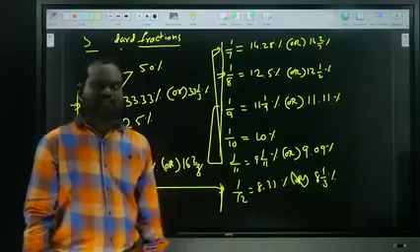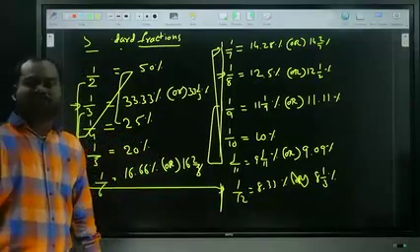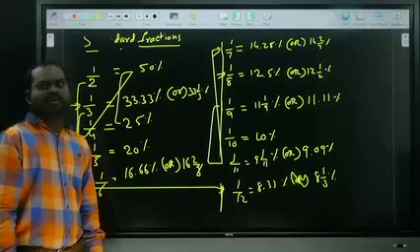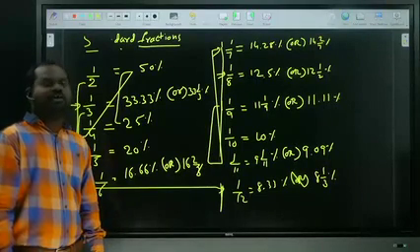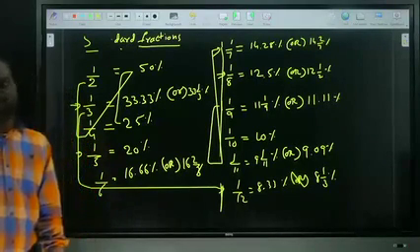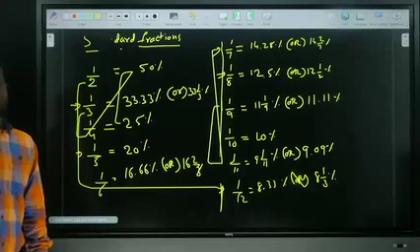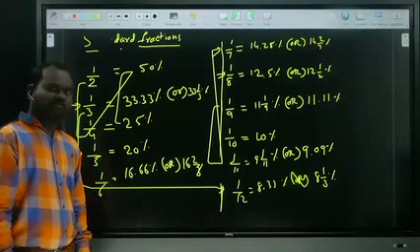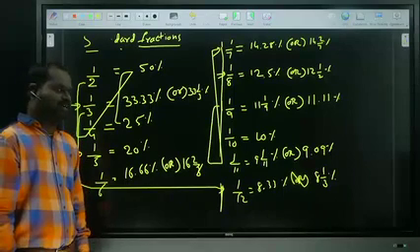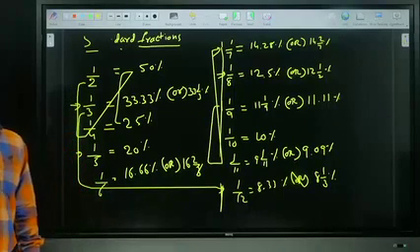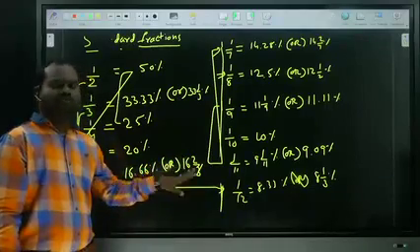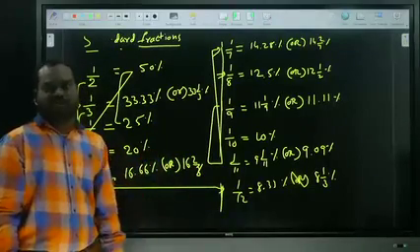Now, let us recollect. 1 by 2, how much percent? 50. 1 by 3, 33.33. 1 by 4, 25. 1 by 5, 20. 1 by 6? 16.66. 1 by 7? 14.28. 1 by 8, 12.5. 1 by 9, 11. 1 by 10? 10 percent. 1 by 11, 9. 1 by 12, 8.33. Up to 1 by 12, these are all very important and we should remember each and every one. Is it clear?